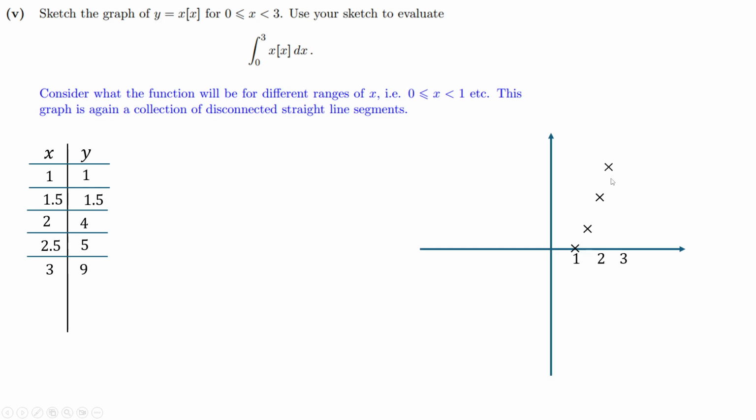Now, it's going to be the same idea here, and it's going to look something like this. So between 2 and 3, it'll just truncate down to 2. So it'll just be 2 multiplied by whatever the x value is, and it's going to have a steeper gradient than what it did here, right? So it looks something like this.